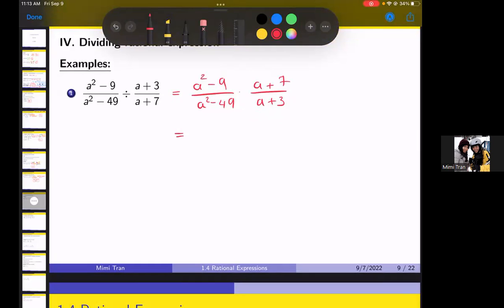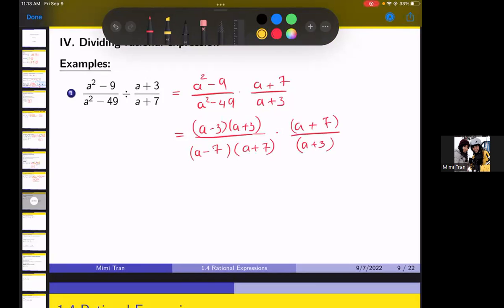Someone factor the first one for me. Yeah. Someone else for the bottom, the denominator. Yeah, a minus 7, a plus 7. Thank you. And then the second fraction is nothing I can do. I'm just rewriting it with the parentheses, that's all. Let's see. This and this cancel. This and this cancel. So my final answer will be a minus 3 over a minus 7.